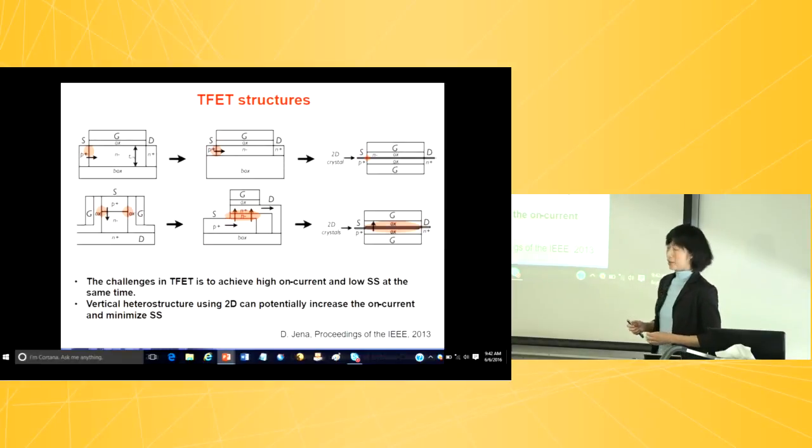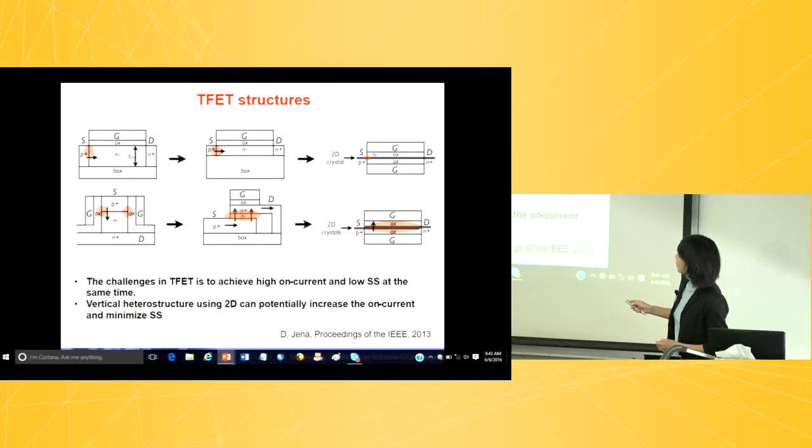There are many different possible configurations for TFET. The left graph shows the traditional TFET based on silicon. So we have a P plus, N minus, N plus channel, so the current can tunnel from source to channel. This brown region highlights where the tunneling occurs.